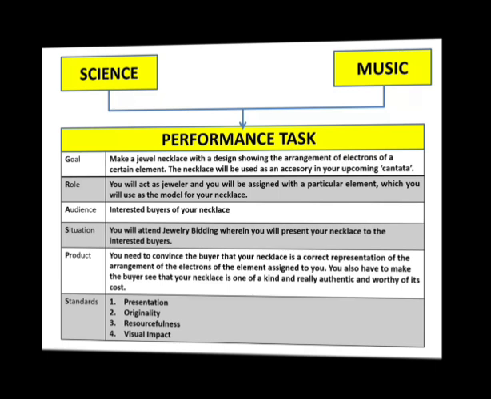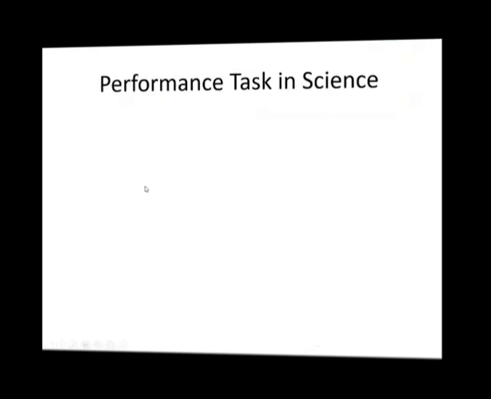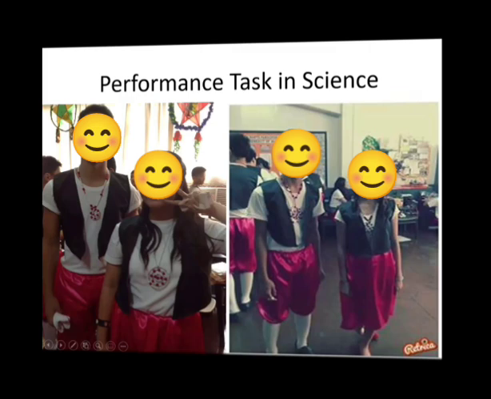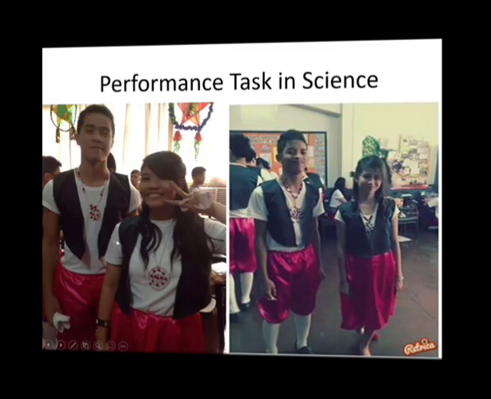Make a jewel necklace with a design showing the arrangement of electrons of a certain element. The necklace will be used as an accessory in your upcoming cantata, which is now a collaboration between science and music. And they actually did it. They produced a necklace which corresponds to a unique element, model of an element, and they actually used it in the production of their music recital.